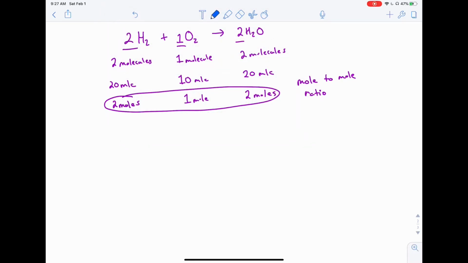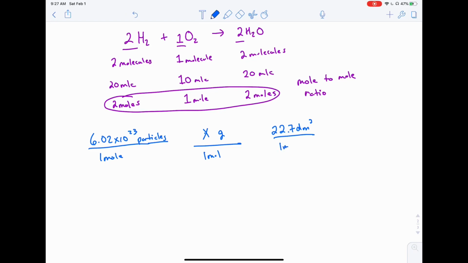So you not only have 6.02 times 10 to the 23rd particles in 1 mole, and you not only have grams per 1 mole of substance, you also have 22.7 decimeters cubed of 1 mole of gas.